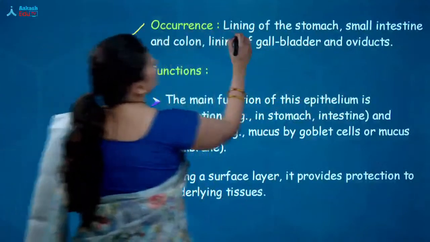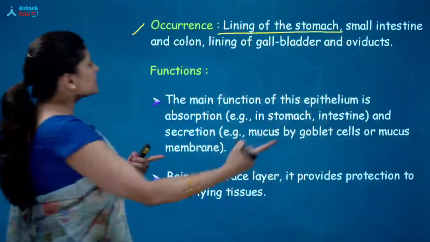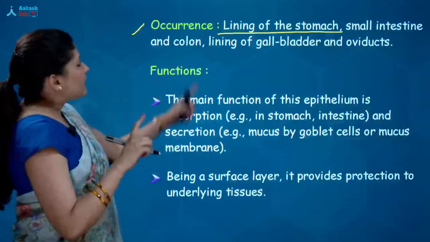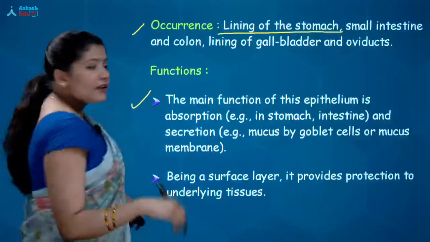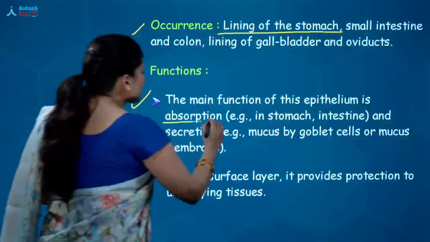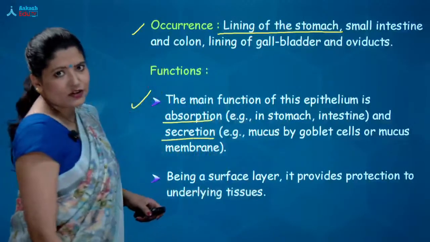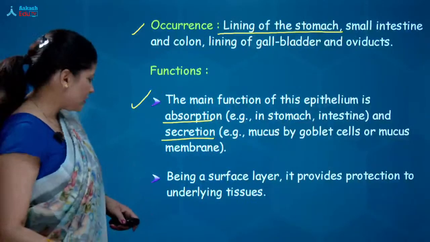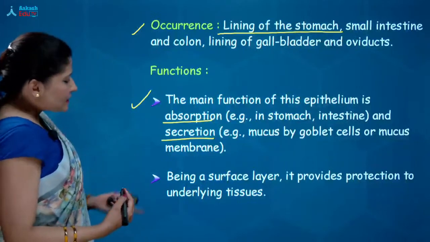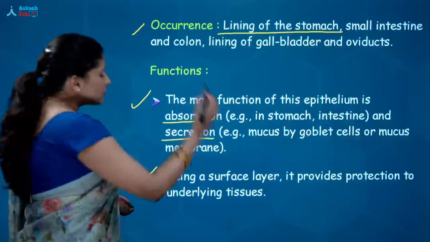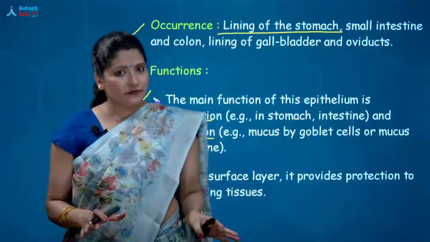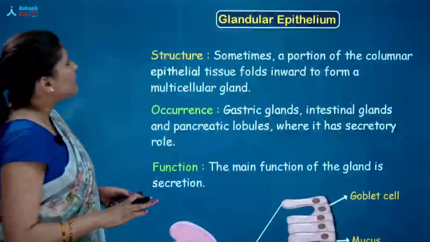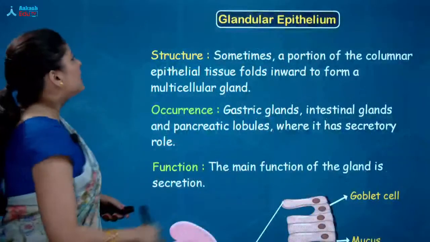Occurrence: it is present in the lining of stomach, small intestine, colon, lining of gallbladder and oviducts. Function. The main function of this epithelium is absorption and secretion. Being a surface layer, it provides protection to the underlying tissue. So that means it acts as protecting tissue as well. ठीक है, वो protecting tissue की तरह भी function करता है.